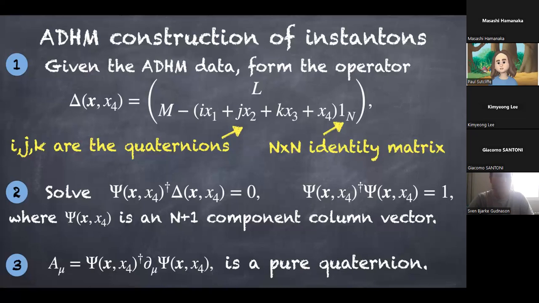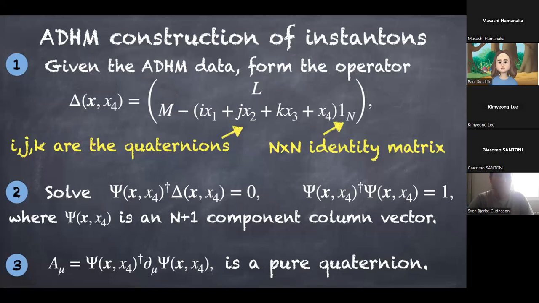So step 2 is where the linear algebra comes in. I have to find the kernel of this ADHM operator, this delta. In other words, I have to find psi, which is an n+1 component column vector of quaternions, which has unit length, so psi dagger psi is 1. And when I multiply psi dagger on the left of delta, I get 0. So that's just a problem in linear algebra, right? Find this vector psi so that psi dagger delta is 0.